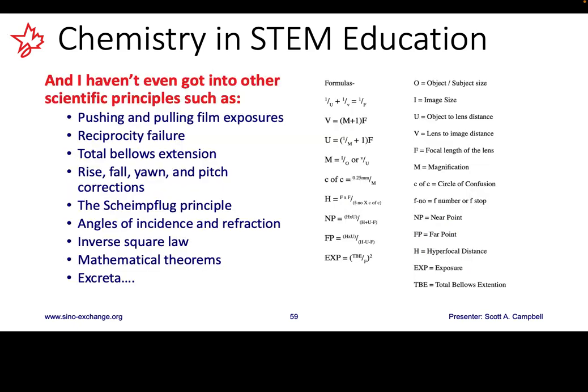So as you can see, there's a lot of math and science in photography, and I haven't even got into some of these scientific principles yet either, such as pushing and pulling film, reciprocity, the Scheimpflug principle, or any of these mathematical theorems. And these are all things that students need to learn when studying advanced photographic concepts at the university level.